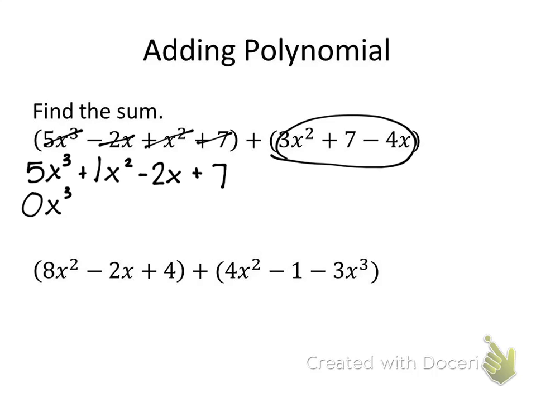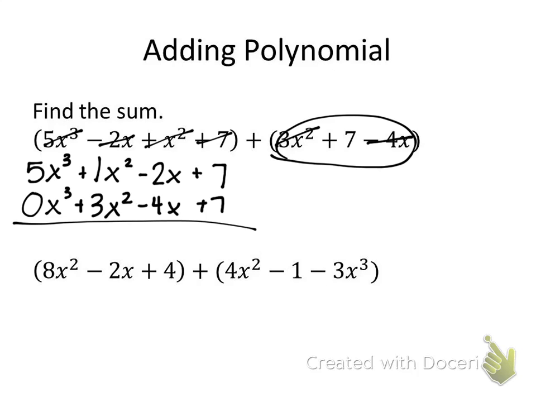3x squared. So I put underneath it 3x squared. I'm going to cross it off because I've done it. Now, what can add with negative 2x? Negative 4x. And lastly, what can add with 7? 7. Now, I treat this just as if it were a normal addition problem.